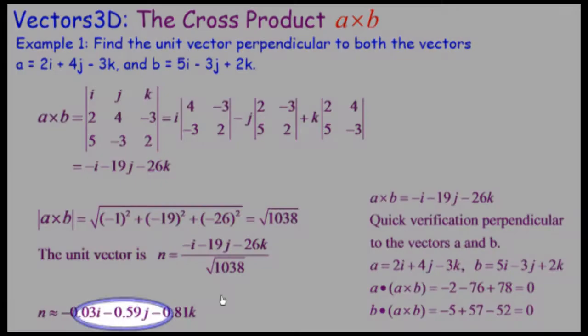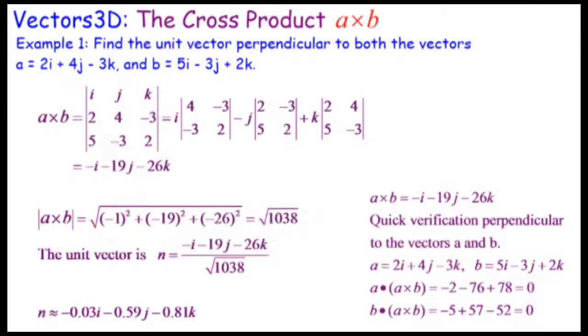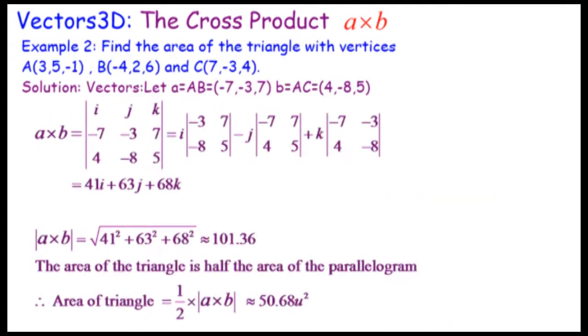All right, let's look at another example. Here's another example that says find the area of the triangle with vertices A, B, and C. So you just form some vectors AB and AC.